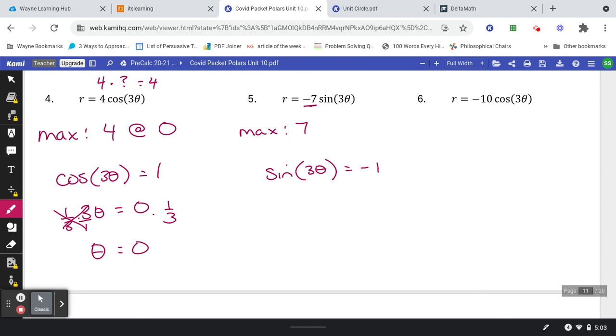Right, so this happens at 3 pi over 2. So I'll say 3 theta equals 3 pi over 2. Multiply by the reciprocal. Theta equals. And over here, we can cross cancel the 3's. So I'm going to cancel that 3 and that 3. I get pi times 1 is pi. And a 2 in the denominator. So that happens at pi over 2.